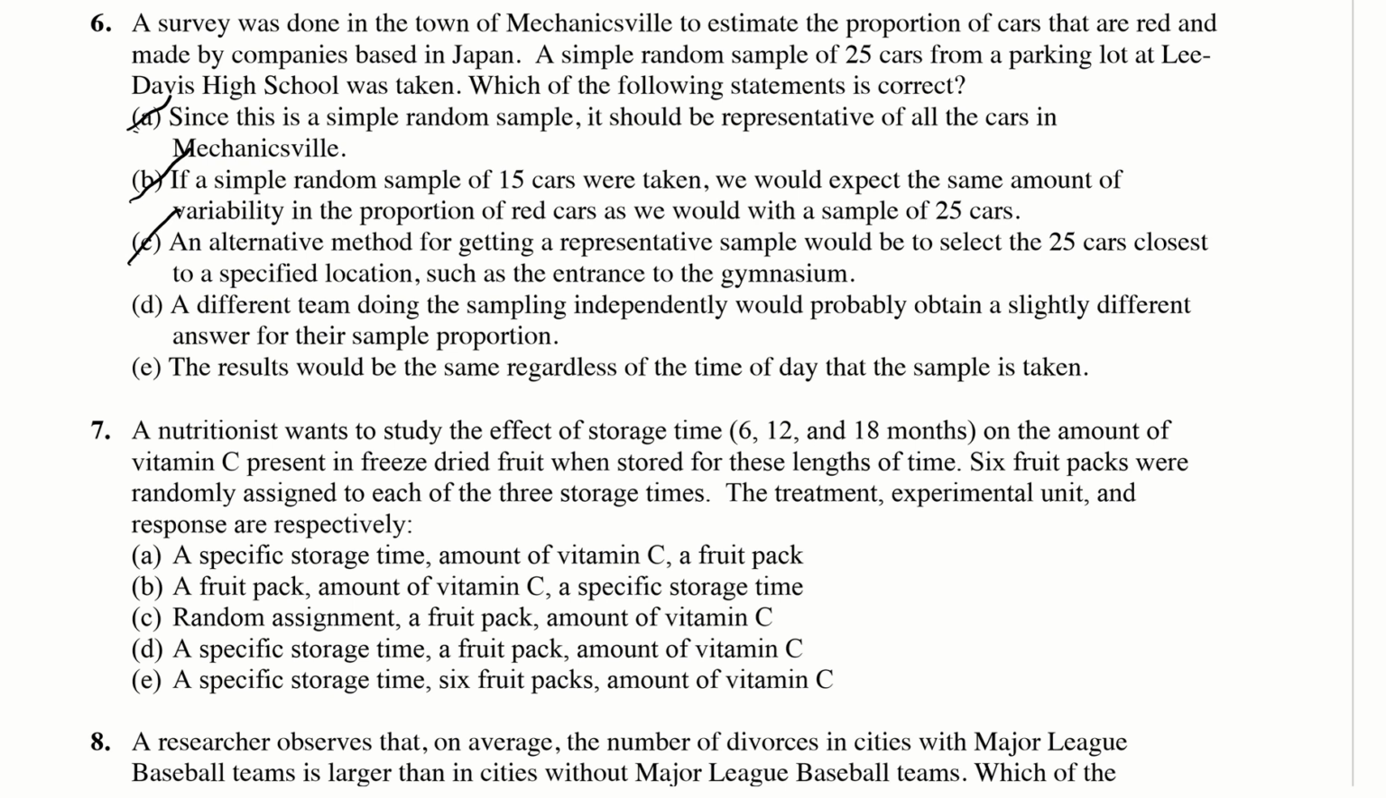A different team doing the sampling independently would probably obtain a slightly different answer for their sample proportion. So if you had somebody else doing a simple random sample, they would probably obtain a slightly different result. So this seems like the best type of answer to provide. So I'm going to pick that one, but let me look at E. The results will be the same regardless of the time of day that the sample is taken. So no, different samples yield different results. Even if you have the same method of sampling on the same population, you're still likely to get different results due to sampling variability. All right, so that's number 6.